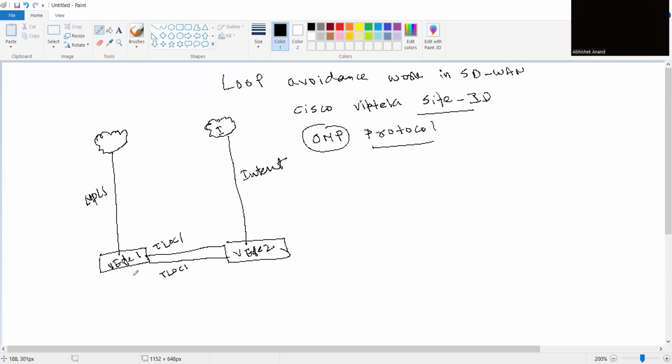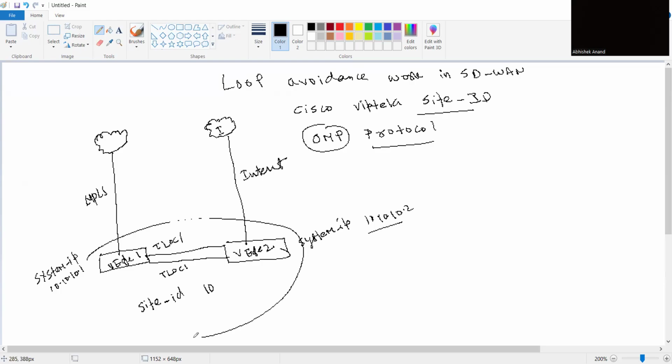Okay, so the system IP is just like a loopback IP. Let's say the system IP for this is 10.10.10.1, and the system IP for this is 10.10.10.2. Okay. Site ID is for the whole site. Site ID is for this site. The site ID is 10, right?